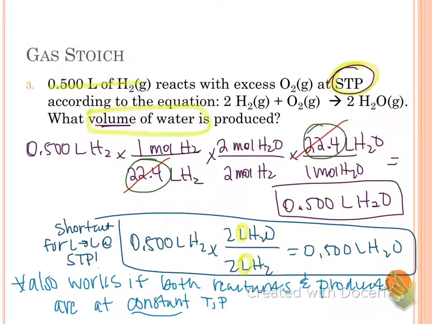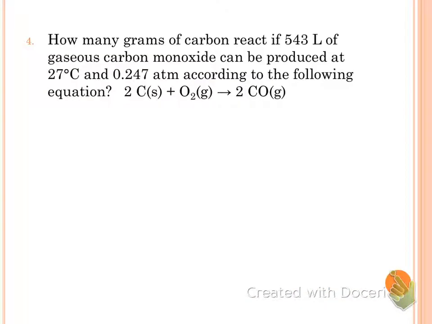Let's talk real quick about why that is. If they are at the same temperature and pressure throughout the entire reaction, we still have a proportional volume to 1 mole. It's just not going to be 22.4 anymore. If it is hotter, this number will get bigger, and if it's cooler, the number will get smaller. But regardless, it's still going to be the same number, just not 22.4, and it's still going to cancel out. So let's take a look at a couple more gas problems now when we are not at STP.